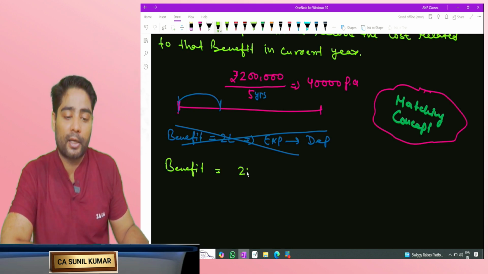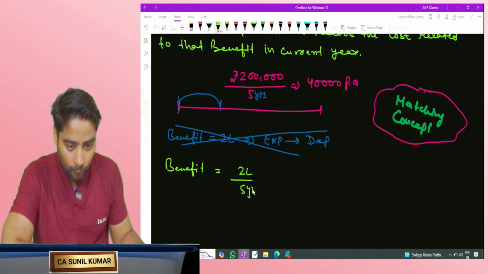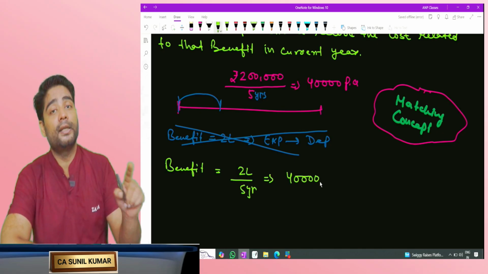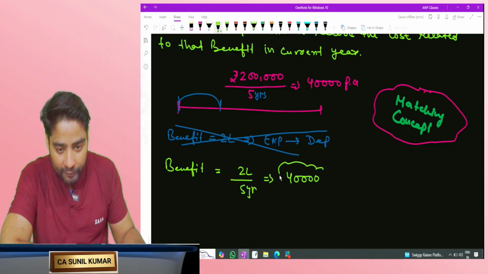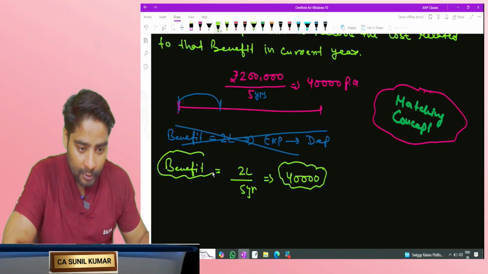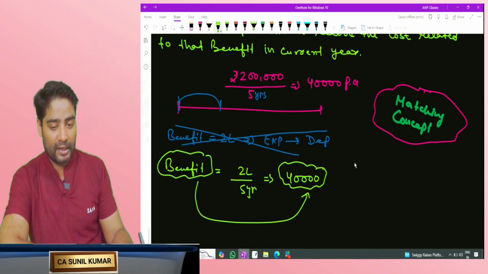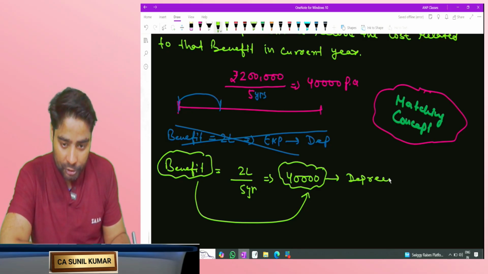I have taken the benefit of 2 lakh, but for the 1 year. So what is the amount of benefit? Sir, the amount of benefit taken is only 40,000. So if I've taken the benefit of rupees 40,000, my benefit will be equal to my expense value, cost value. So this amount will be my depreciation.